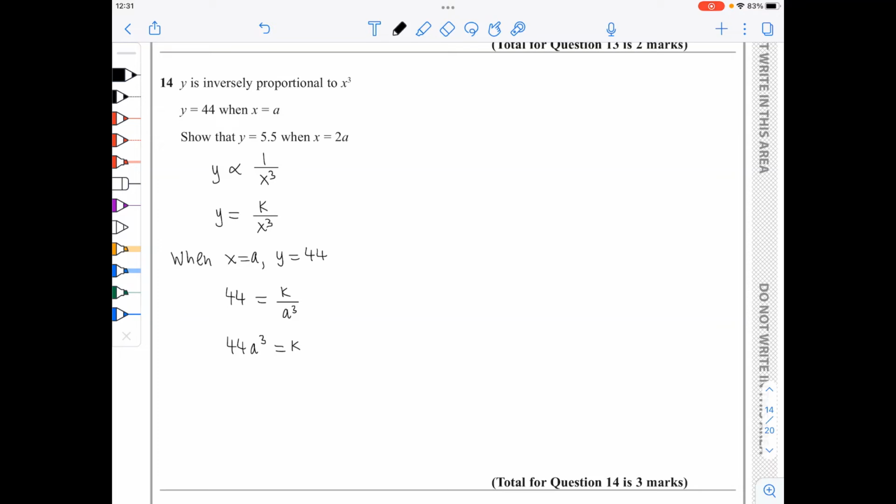Now, when x is 2a, I will say that y is k, that we have found to be 44a cubed, over the value of x, 2a to the power of 3. This is 44a cubed over 8a cubed, because 2 to the power of 3 is 8. And this leads to 11 over 2, which is 5.5 as required.